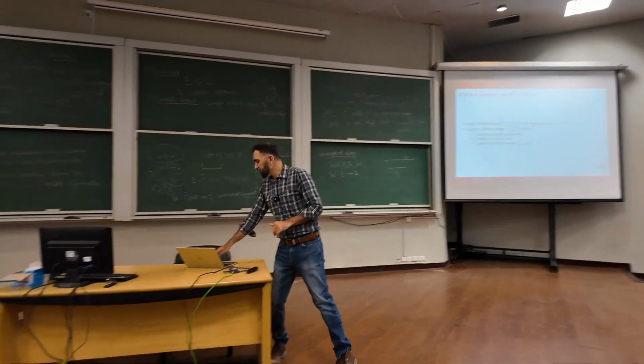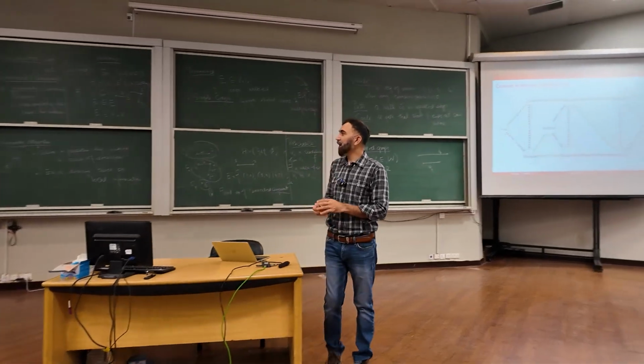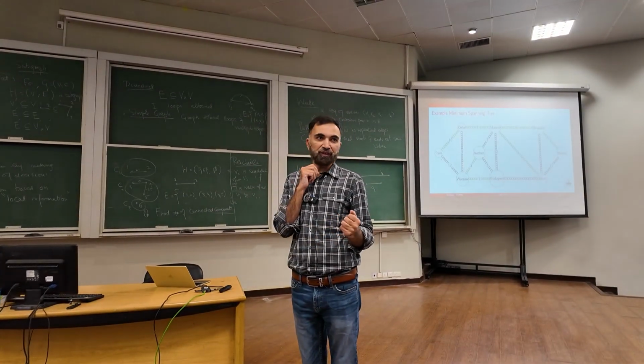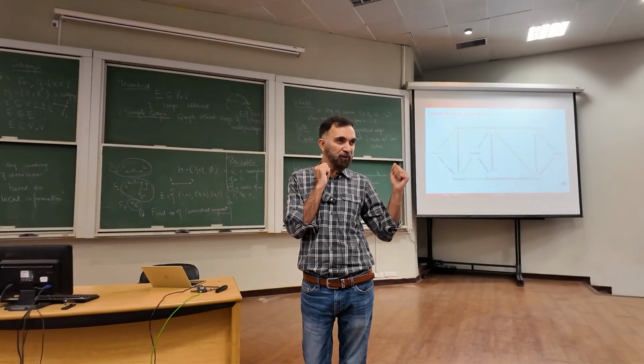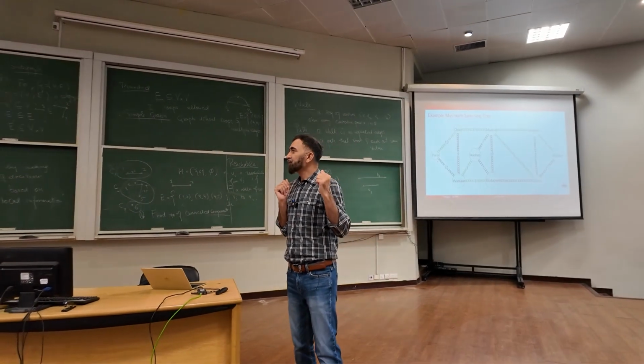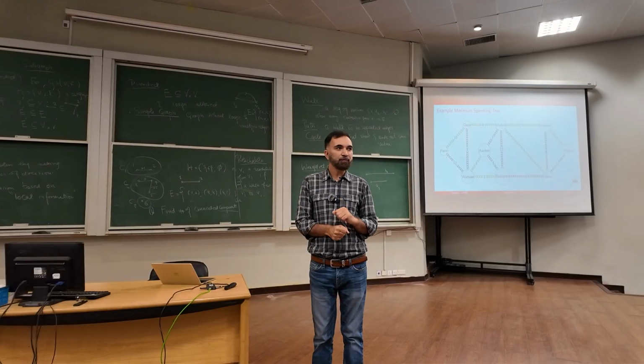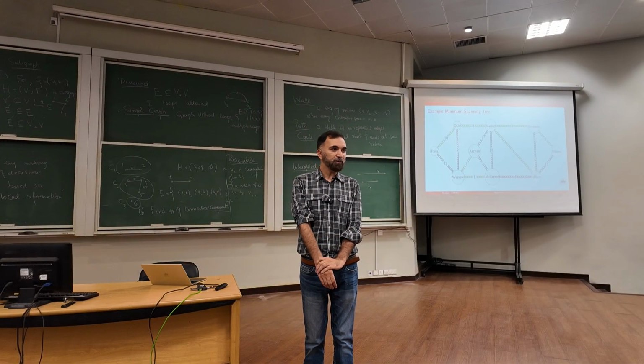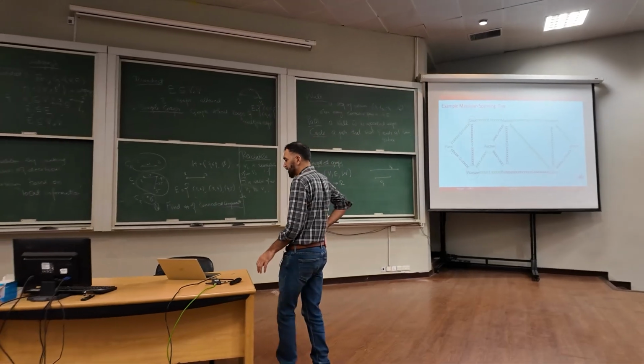Okay, so for this graph, you have a bunch of edges. You want to pick a subset of edges, and you want to make sure that the subset of edges connect your graph, and the sum of the weights on these edges is the minimum possible. Okay, that's the minimum spanning tree.